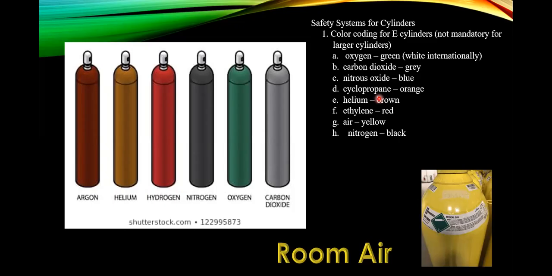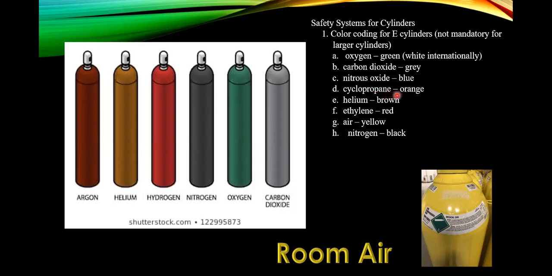Now, these are the colors. Color coding is only mandatory for the E cylinders. It's not mandatory for the big ones. They are color coded, but they don't have to be. So you need to know what you have. Oxygen is green, but it's white internationally. Carbon dioxide is gray. Nitrous oxide is blue.